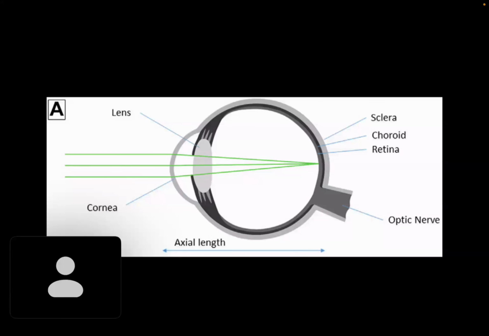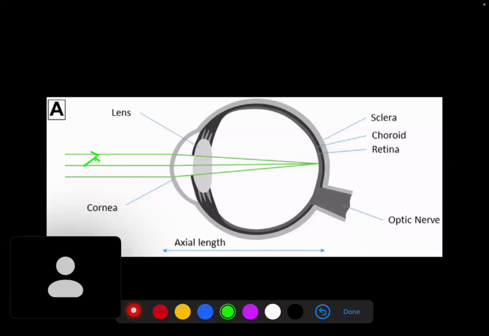The retina, the rays have to come parallel to the eye. So for that to happen, the light rays have to come from far away. You can see these lights are parallel, so they have to come from far away. Usually that is from infinity.